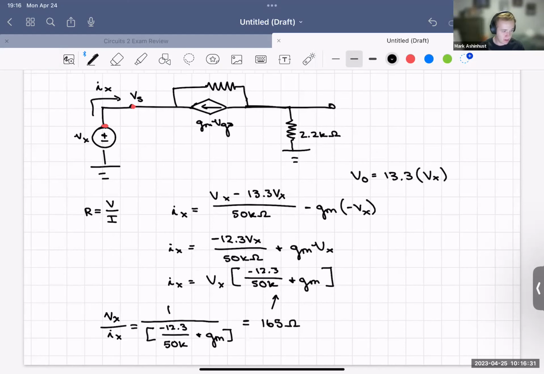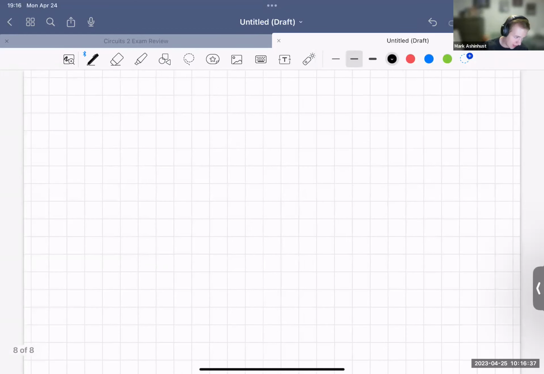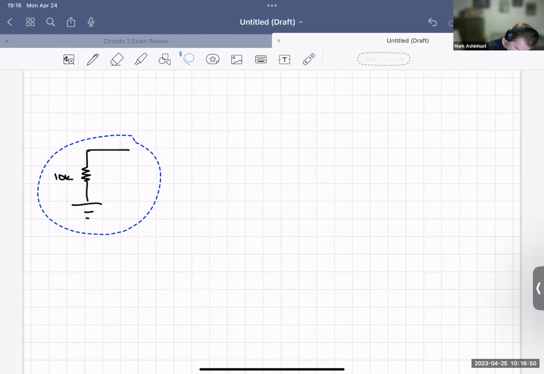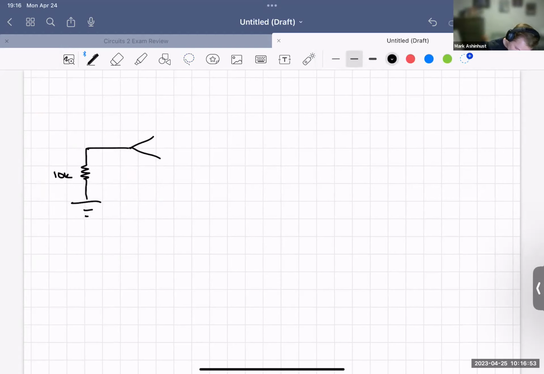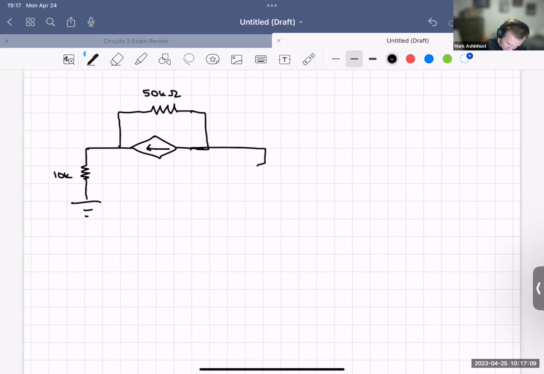Our Rout is going to be the same thing, but the test source is going to be on the output, not the input. So we'll have our 10K on the input. We'll go out, I'm going to move this down so I have more room. We'll go up, we'll have our 50K ro. Keep going over, and then we'll come down to our 5K.